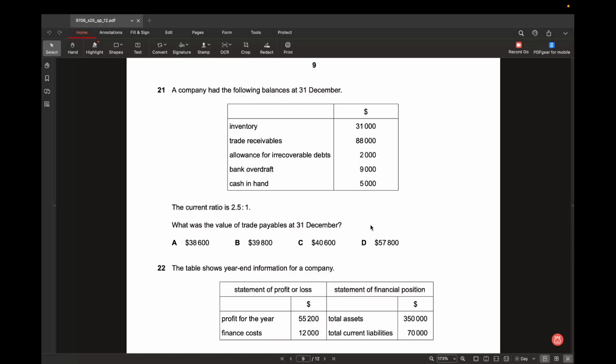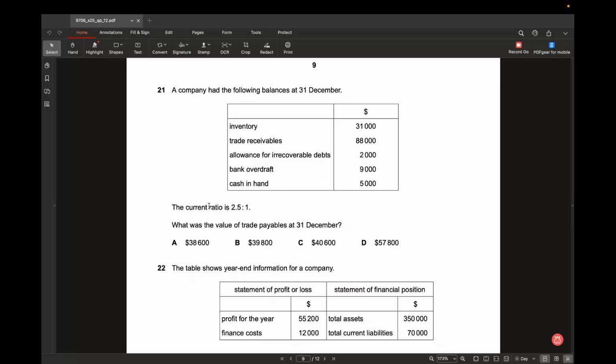Question number 21. A company had the following balances at 31st December: inventory, trade receivables, allowance for irrecoverable debts, bank overdraft, and cash in hand. The current ratio is 2.5:1. What was the value of trade payable at 31st December?